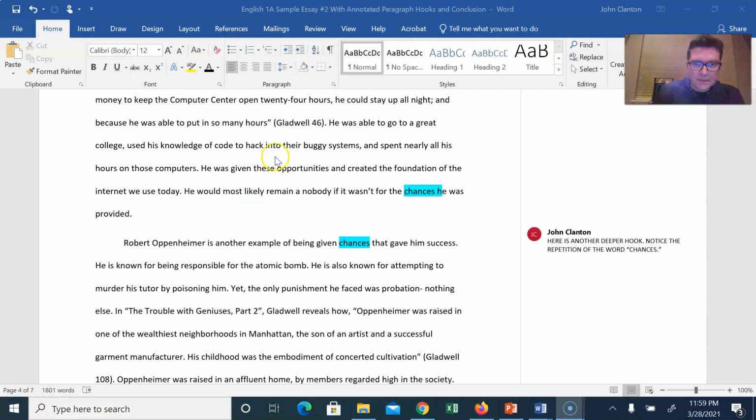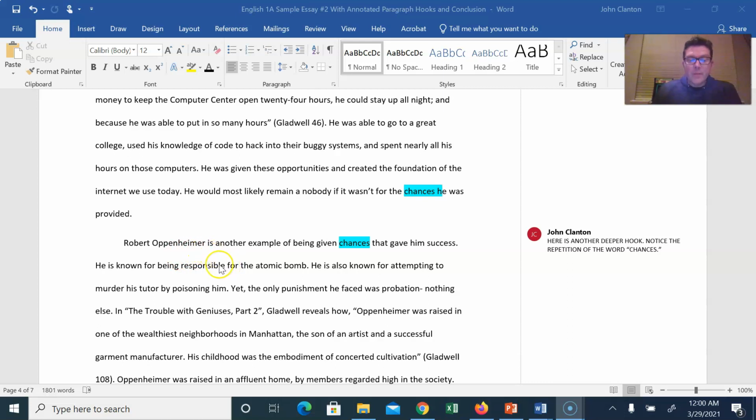So let's take a look at this body paragraph. Pick it up here. Again, I think we're talking about Oppenheimer, or I'm sorry, Bill Joy. He was given these opportunities and created the foundation of the internet we use today. He would most likely remain a nobody if it wasn't for the chances he was provided. Okay, so notice we're taking chances. It's not the last word in the last sentence, but it's still in the last sentence, and we're going to use that to transition to the next point.